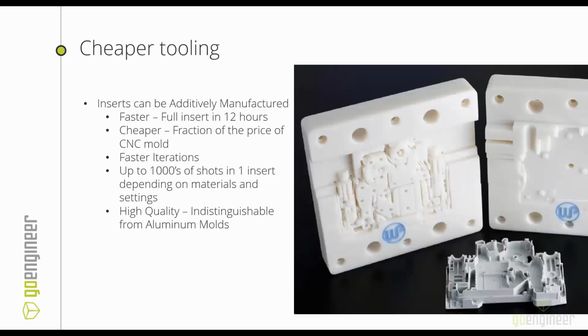So what this allows us to do is make higher quality, cheaper tooling than we were able to do previously. And we can do even really complex ones too. You can see a picture on the right there. That is a very complex mold. You can print a full set of inserts in 12 hours with the Origin machine, for a fraction of the price and a fraction of the time of CNCing molds, which allows for faster iterations.